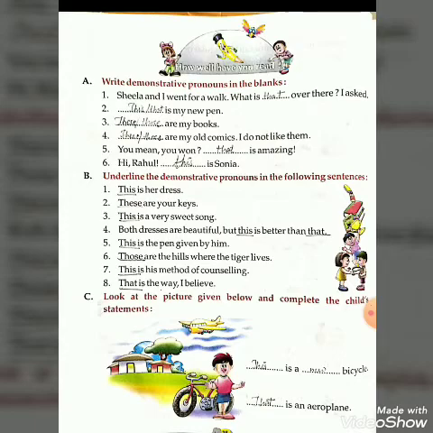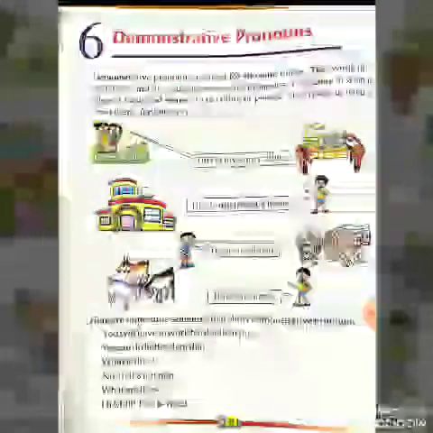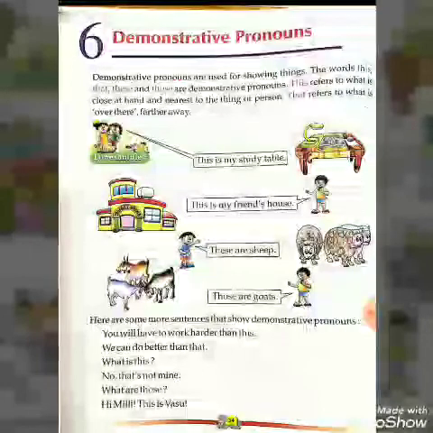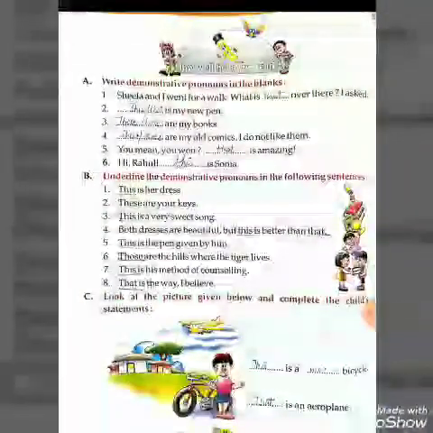I am going to remind you once again, what is demonstrative pronoun? Demonstrative pronouns are used for showing things. The words this, that, these and those are demonstrative pronouns. And the word this refers to what is close at hand and nearest to the things or person. And the word that refers to what is over there or farther away. Okay. Now come to the next one.